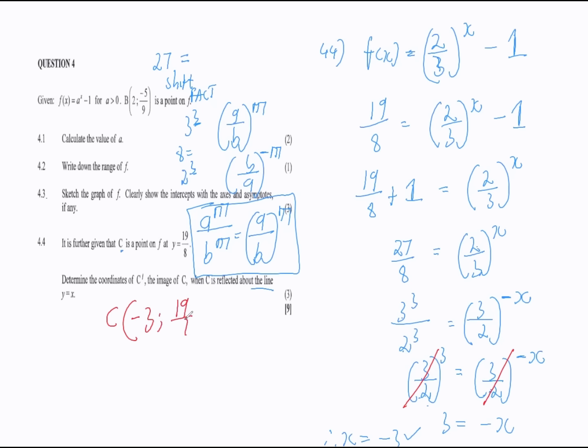But then the image now will be what? The image of C reflected along the line y equals x will now be (19 over 8, -3). So (-3, 19 over 8) is the original coordinate of C, and the image is (19 over 8, -3). Which indicates that we have reflected over y equals x, because now our y value becomes the x value and our x value becomes the y value. That's how you were supposed to approach that question.